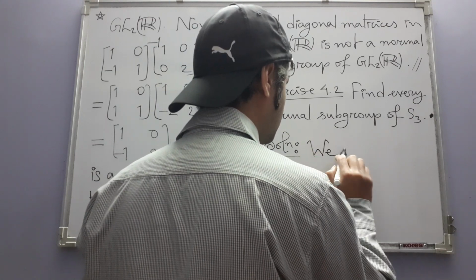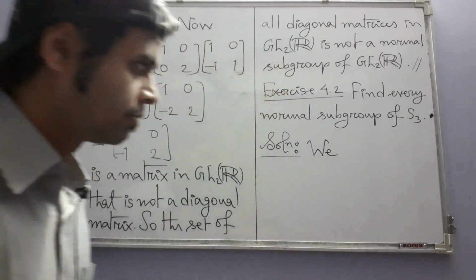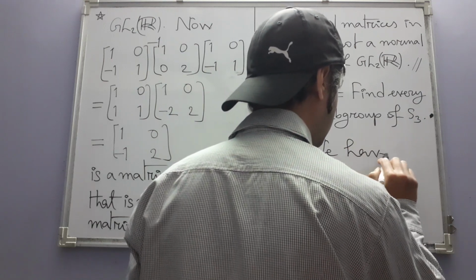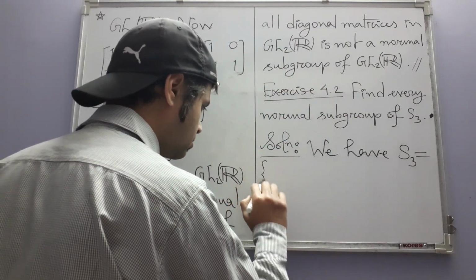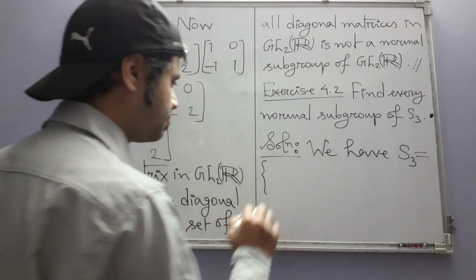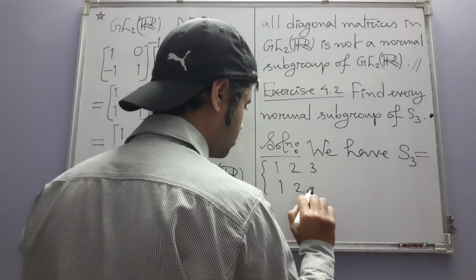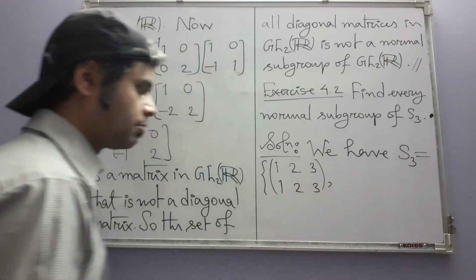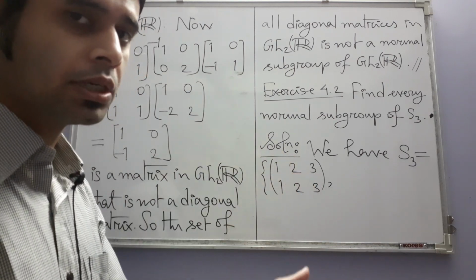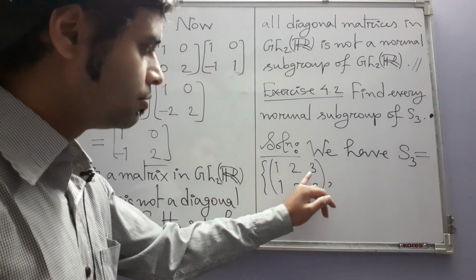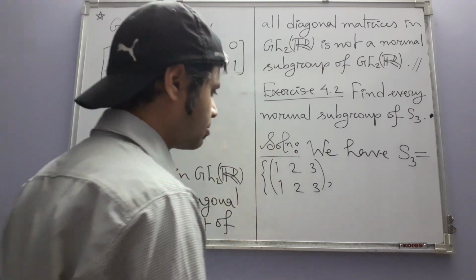We have S3 equal to, and we are going to have to use those notations for the permutations. These are the 6 permutations that we have. You remember this notation which represents that function from the set consisting of 1, 2 and 3 to itself, which sends 1 to 1, 2 to 2 and 3 to 3. That means it's the identity function.